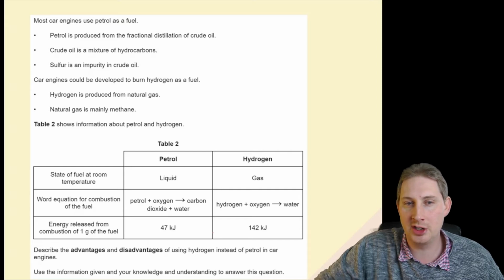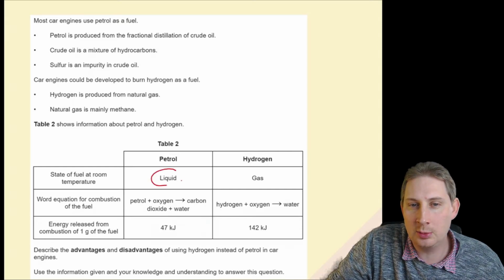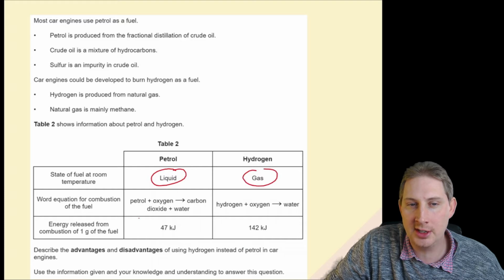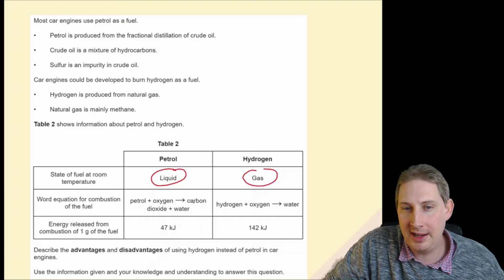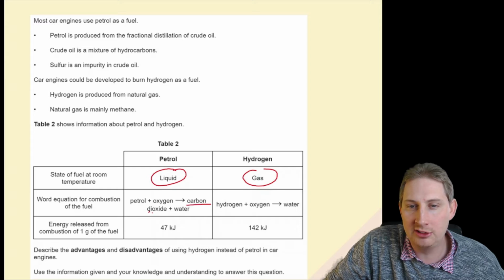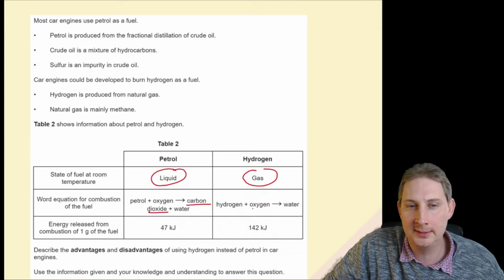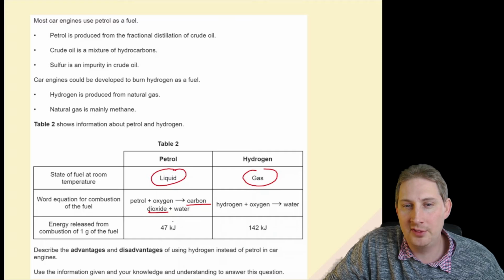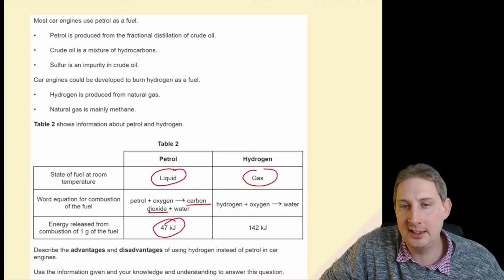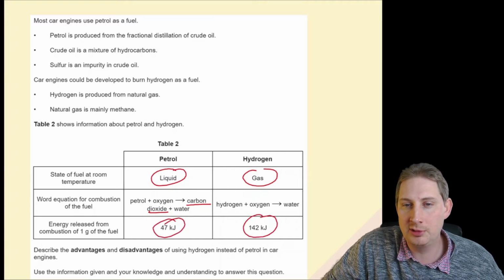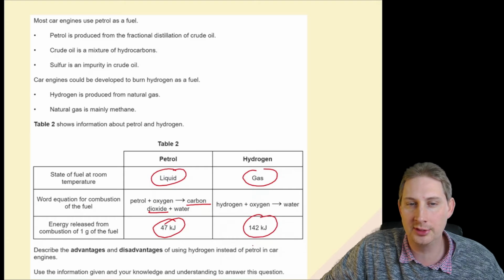State at fuel temperature, petrol is a liquid while hydrogen is a gas at room temperature. In combustion, petrol and oxygen produces carbon dioxide and water, while hydrogen produces just water. From 1 gram of fuel, petrol produces 47 kilojoules of energy, hydrogen produces 142 kilojoules.